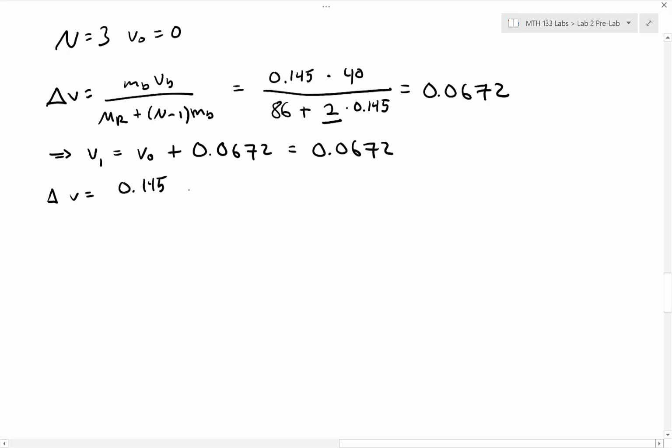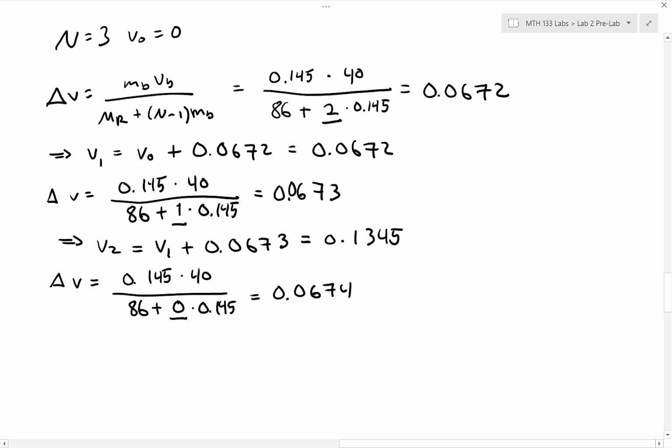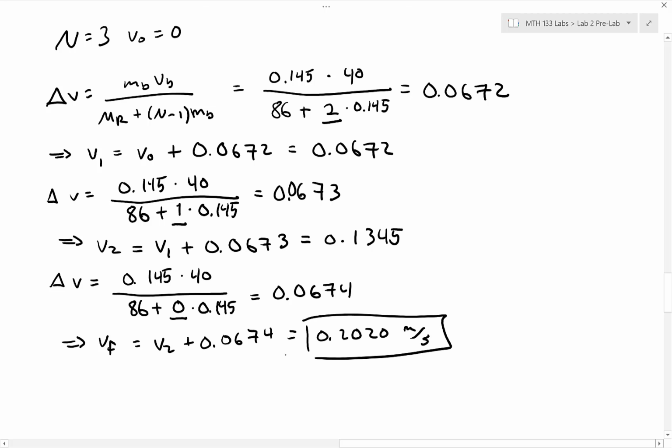velocity. Now we do it again where we're throwing the second ball, so there's only 1 ball remaining. This gives us an added velocity of 0.0673, which we add to the previous velocity to get 0.1345 as our new velocity. We do it one last time for the last baseball. There are 0 baseballs remaining on board, and this gives us an added velocity of 0.0674. The final velocity is then our previous velocity plus this, which is 0.2020 meters per second.